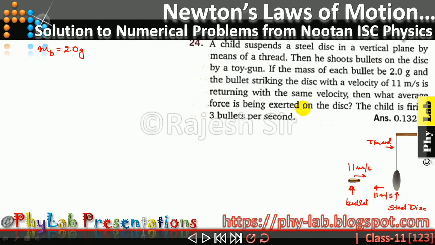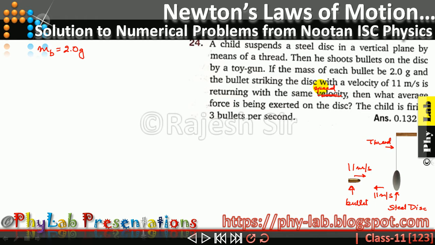I would not use the word velocity, same velocity, instead it should be same speed, okay? Because velocity combines speed plus direction. So this is a little bit of Newton Physics' wrong English over there. So the bullet returns with the same speed.